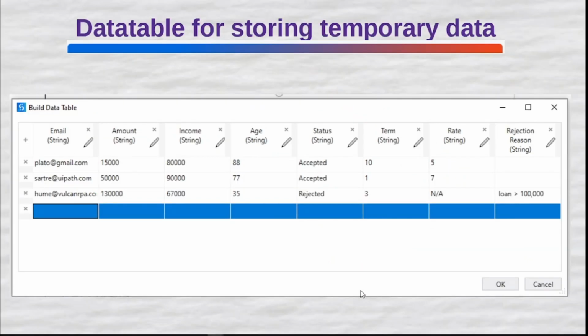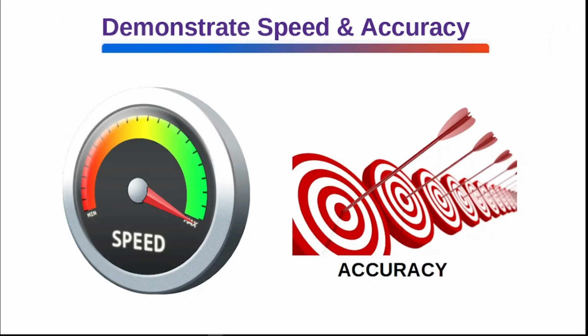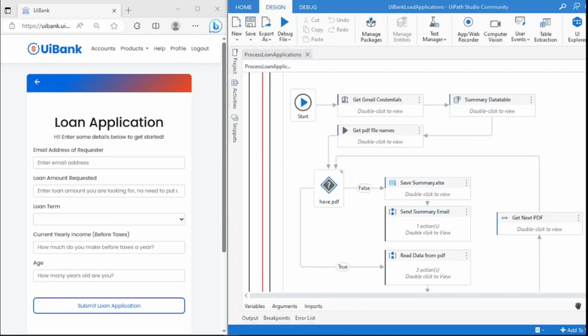We'll be using a data table for temporary storage. So as we're processing each of these PDFs, we'll temporarily store the results in a data table, which we'll then save to an Excel file, and then we'll send that as a summary file of the 100 transactions to the management. And then at the end, we'll obviously want to look at how fast and accurate our process was. Okay, so let's start our demo.